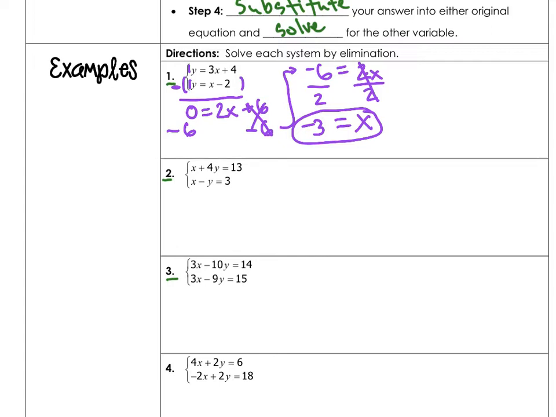But don't forget, we're not done yet, because we need to do step 4. We need to substitute this answer into either original from the top. Now this is important because we need to know what y is. Remember that our solution to these equations is going to look like a coordinate point, x comma y.